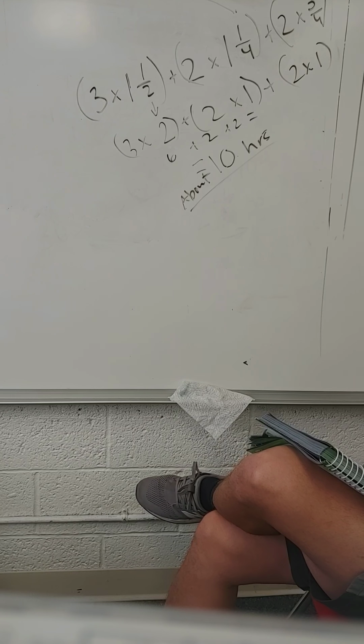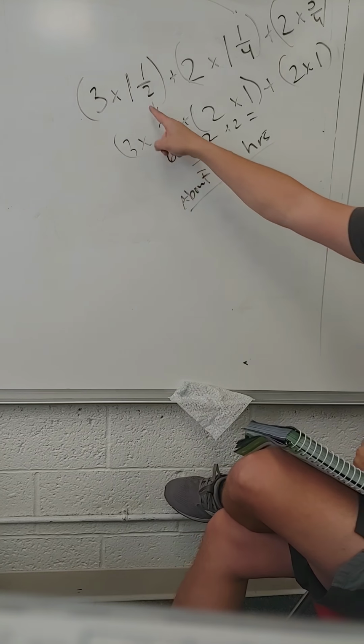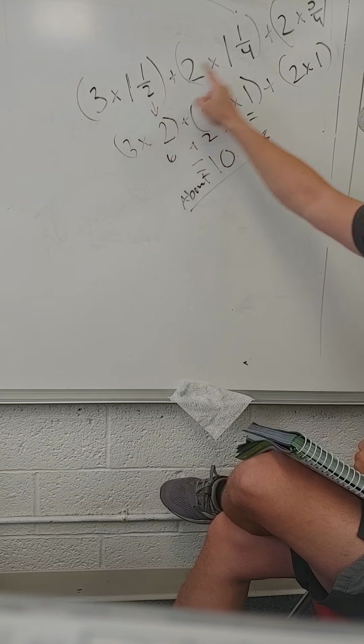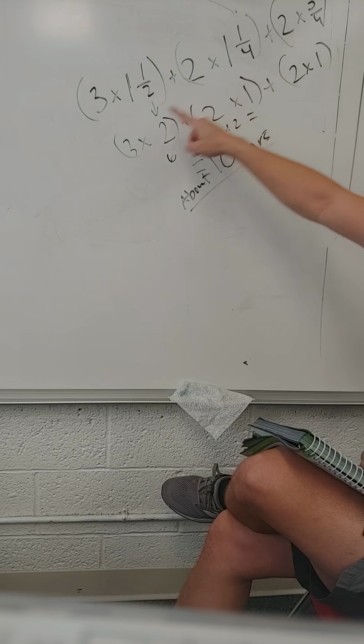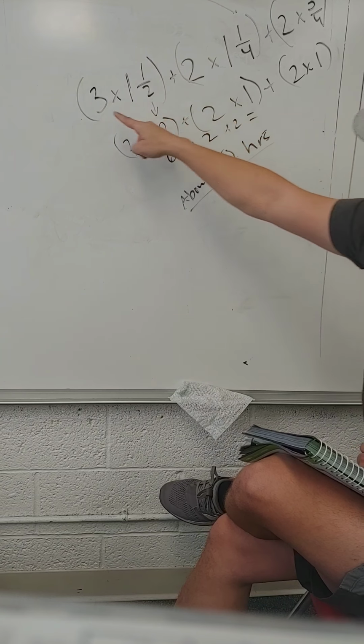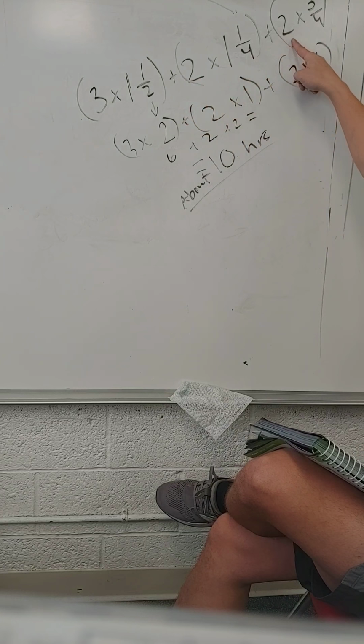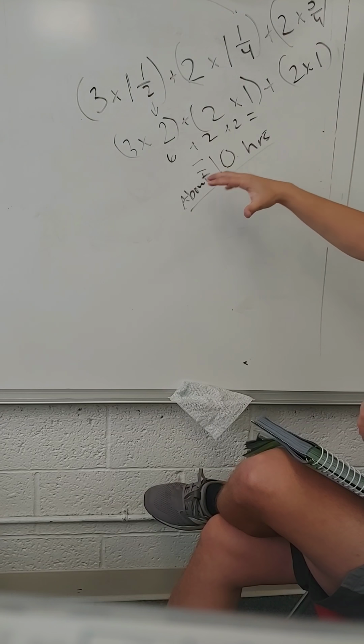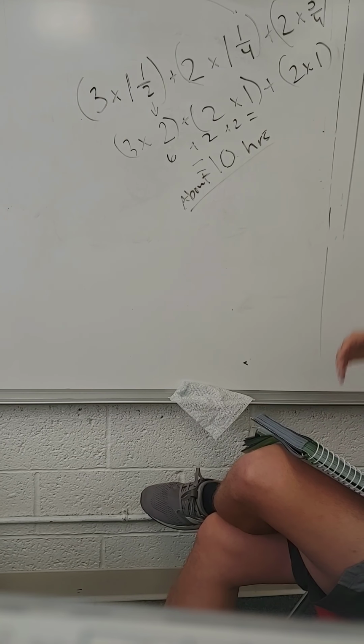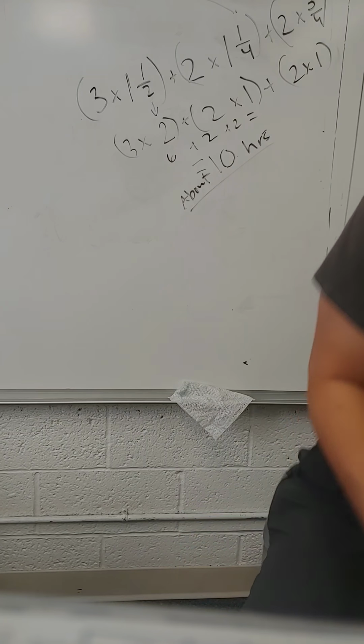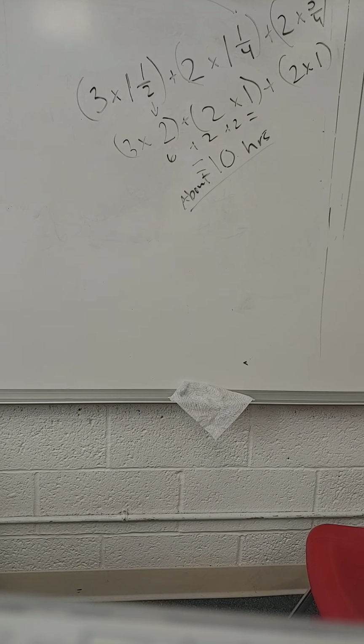Okay, if you wanted to find the actual answer, you'd be turning these to improper. You put your whole numbers over 1, 3 over 1, 2 over 1, 2 over 1. You'd multiply, add your products together, and voila, you got an answer. Now, if you're adding products with different denominators, remember, you would have to change the denominator before you actually added them. But this question is simply an estimate.